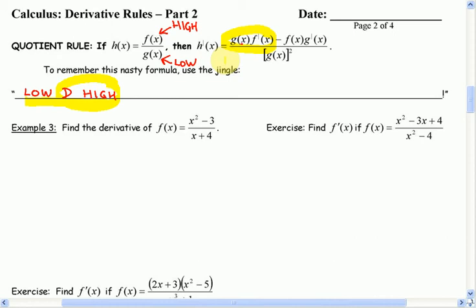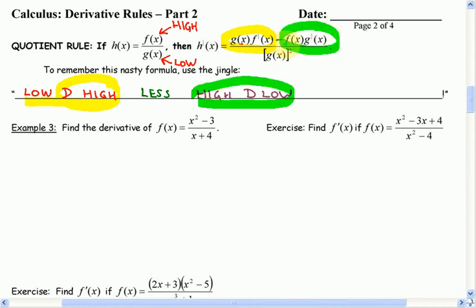Okay, here we go. Now, what about the minus sign? Minus, too many syllables. What's another word? Take away is even worse. Subtract, no. Less. Oh, I like less. Okay, good. Low D high, less. Now, f of x would be what? High. And then what's g prime of x? D low. So low D high, less high D low. Good. So here's your high D low part.